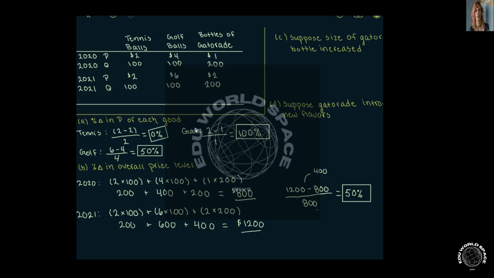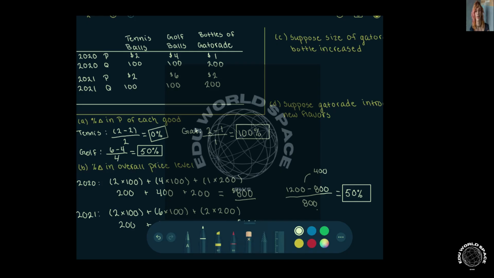All right, now let's move on to part C, and let's suppose that we learned that the size of our Gatorade bottles increased from 2020 to 2021. How might this affect our calculations of this CPI, or this percent change in overall price level, and thus our interpretation of the inflation rate? Well, if the size of our Gatorade bottles were increased, we should then lower our estimation of the inflation rate, right? Because the value of this bottle of Gatorade is greater now in 2021 than it was in 2020.